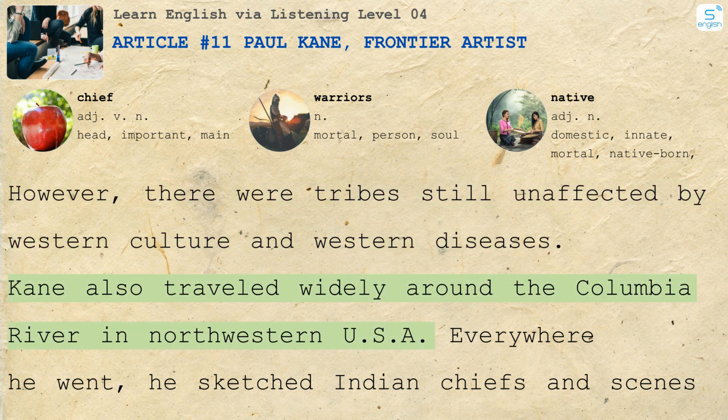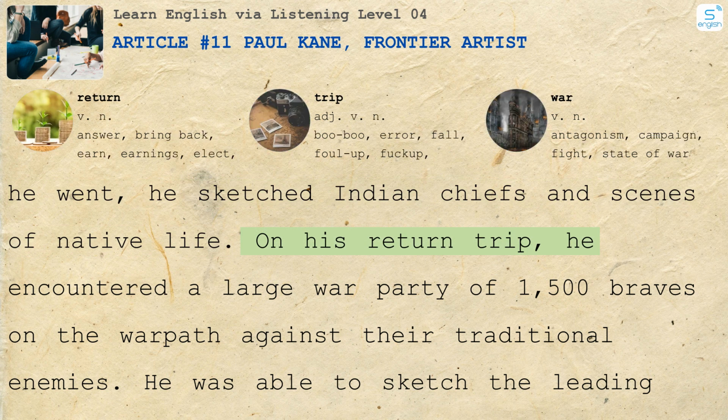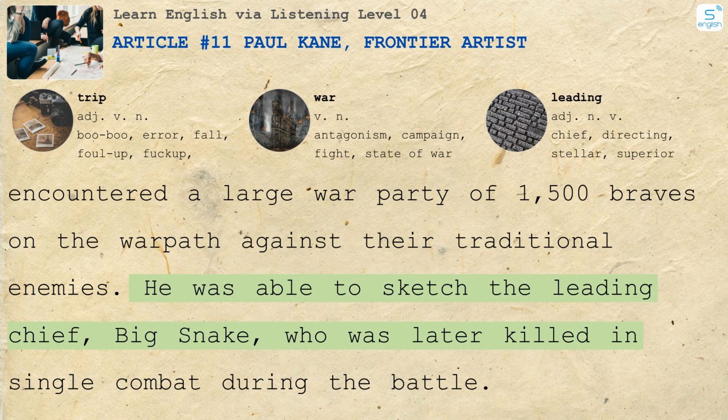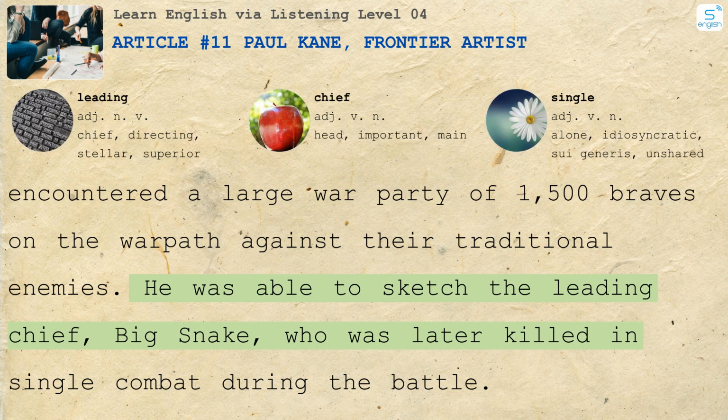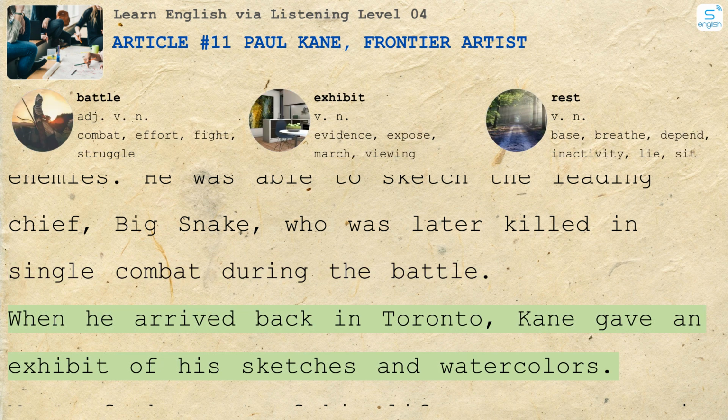Kane also traveled widely around the Columbia River in northwestern USA. Everywhere he went, he sketched Indian chiefs and scenes of native life. On his return trip, he encountered a large war party of 1,500 braves on the warpath against their traditional enemies. He was able to sketch the leading chief, Big Snake, who was later killed in single combat during the battle. When he arrived back in Toronto, Kane gave an exhibit of his sketches and watercolors. Most of the rest of his life was spent turning these drawings into finished paintings.